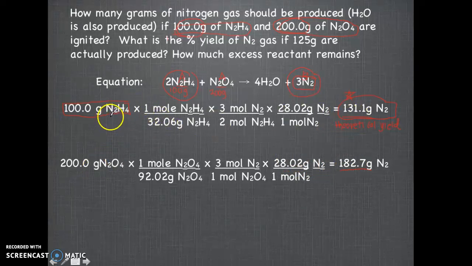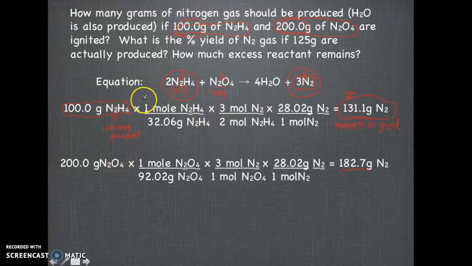And this N2H4, let's go ahead and label what this is. This guy right here is your limiting reactant. So why is the N2H4 called our limiting reactant? It's because the 100 grams of the N2H4 that we had is only able to make 131 grams of nitrogen. This guy runs out first. So that's our limiting reactant.